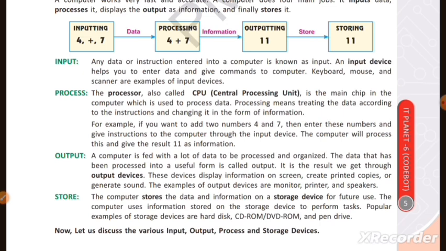The next point is process. The processor, also called CPU. The full form of CPU is Central Processing Unit, is the main chip in the computer which is used to process data.